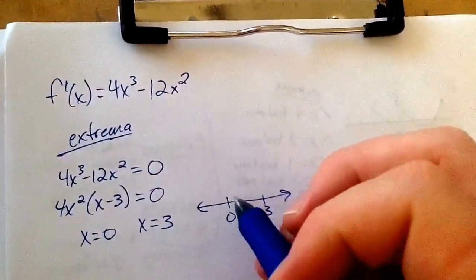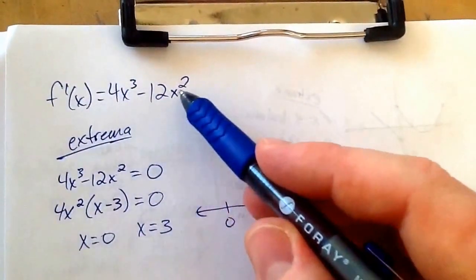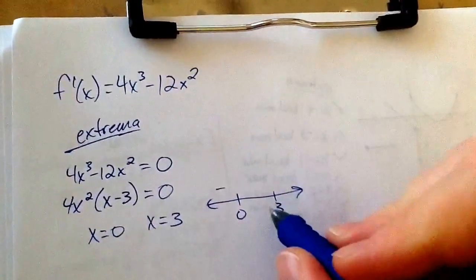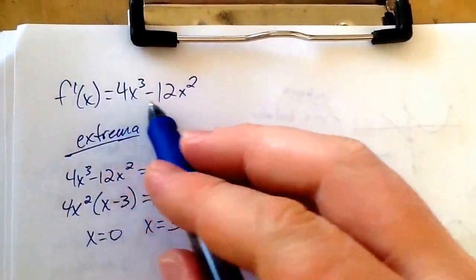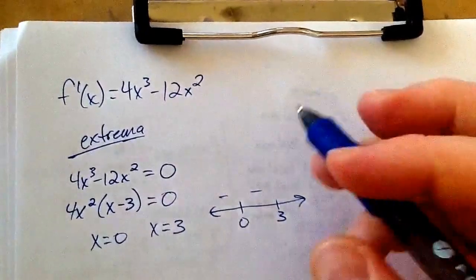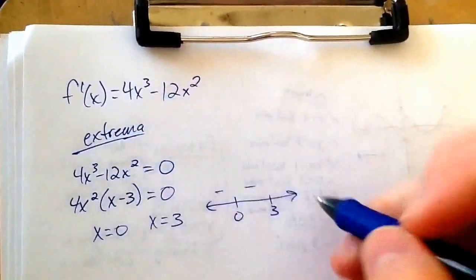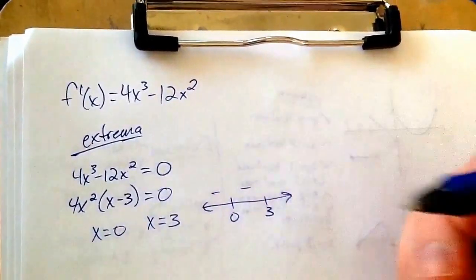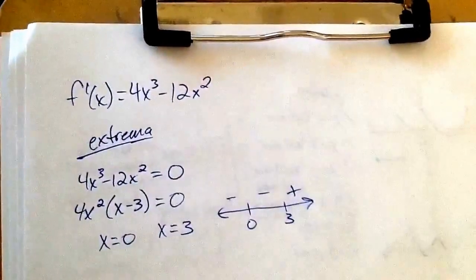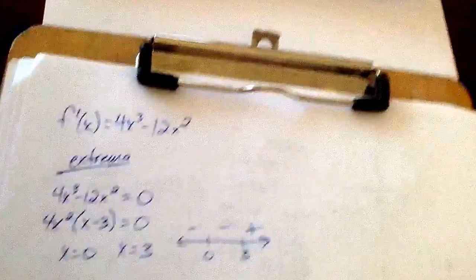Plug in, right, you've done lots of these. Plug in -1, you get -4 minus 12, that's going to be negative. Plug in 1, you're going to get 4 minus 12, negative again. Plug in 4, 64 big, minus, I'm just doing it in my head. I think it's going to be positive. You can confirm it with a calculator, right? You just plug in numbers. Oh, you don't have calculators. That sucks. So, work it out.